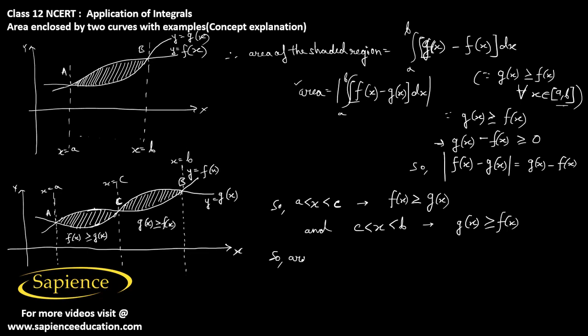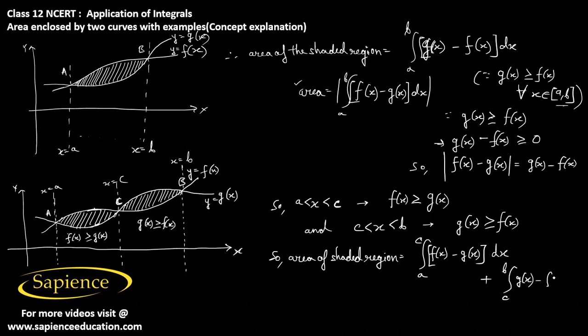So the required area of the shaded region will be equal to the integral of f of x minus g of x dx, going from a to c, since in a to c f of x is greater than g of x, plus, from c to b, I should write the integral of g of x minus f of x dx. So this concept we can understand by using some examples.